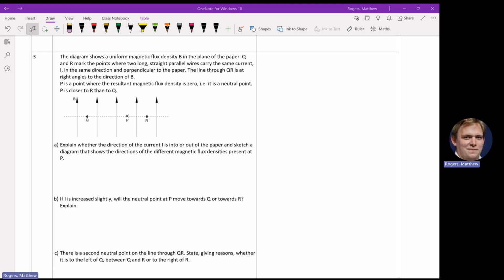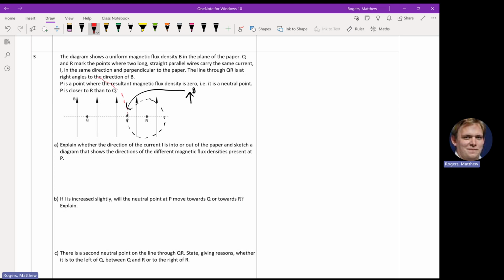P is a point where the resultant magnetic flux density is 0, i.e. it is a neutral point. P is closer to R than to Q. Okay, so at P, we're going to have 3 magnetic fields acting. We've got the external magnetic field labeled as B, which we know is pointing upwards. And then both Q and R are going to have circular magnetic fields around them, but we don't know which way they're going yet. So I'm just going to draw in a dotted line that's roughly circular through both.